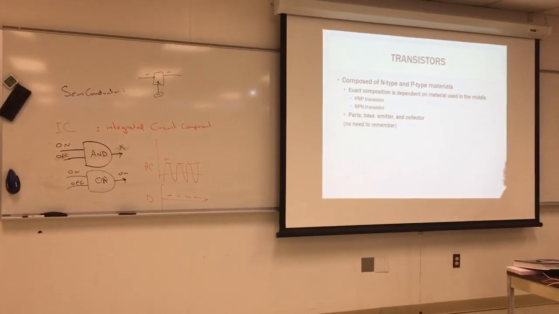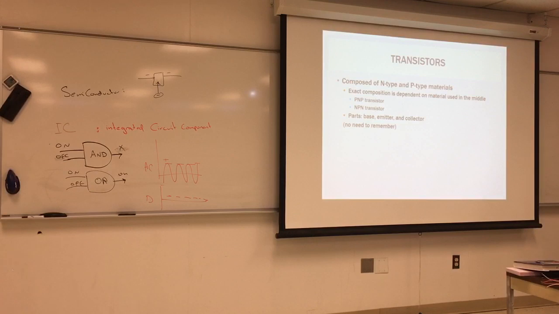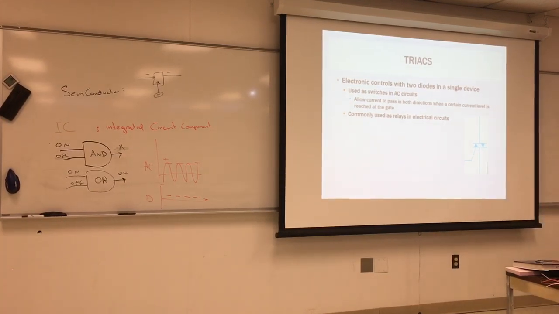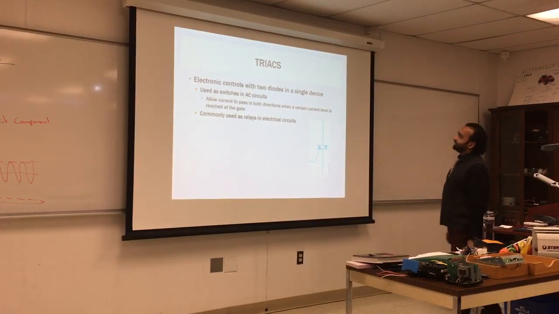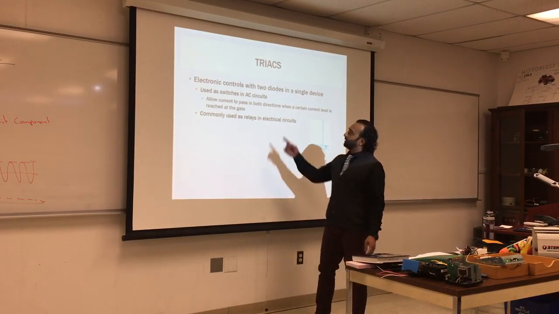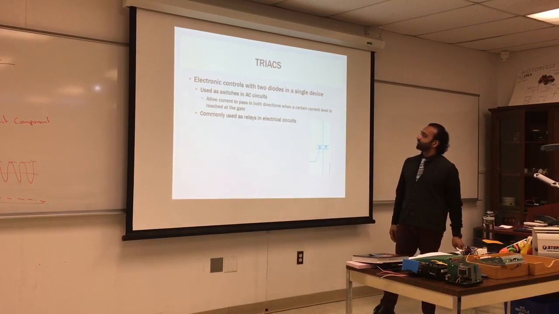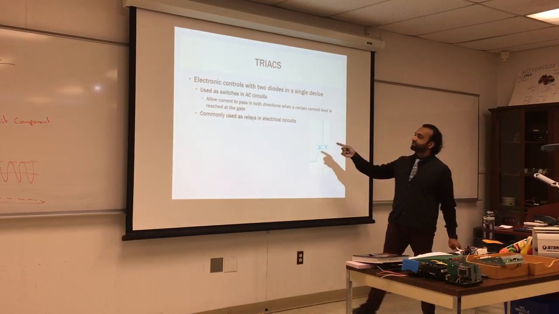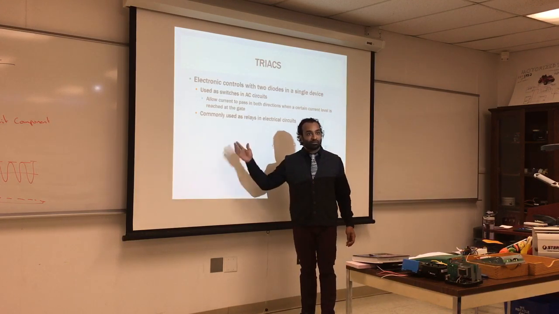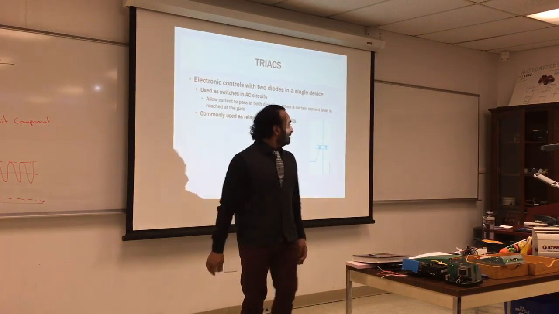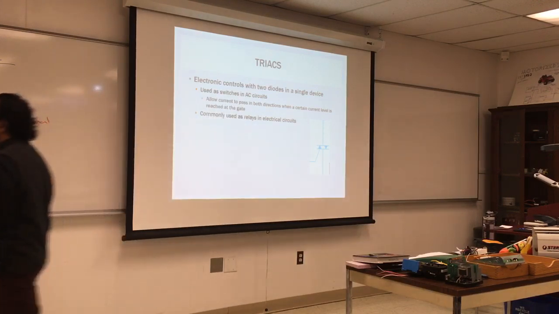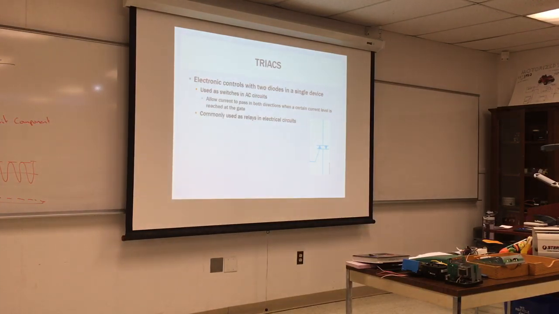And actually, I had a kit for electronics. I wanted to include it in the class, but it was too much. But I'll show you how it works. Triac. This is a triac, electronic controls with 2 diodes in a single device used in switches in AC circuits. It allows the current to pass in both directions when a certain current level is reached. So it's kind of a different kind of diode. I will show you some of these components just for fun.